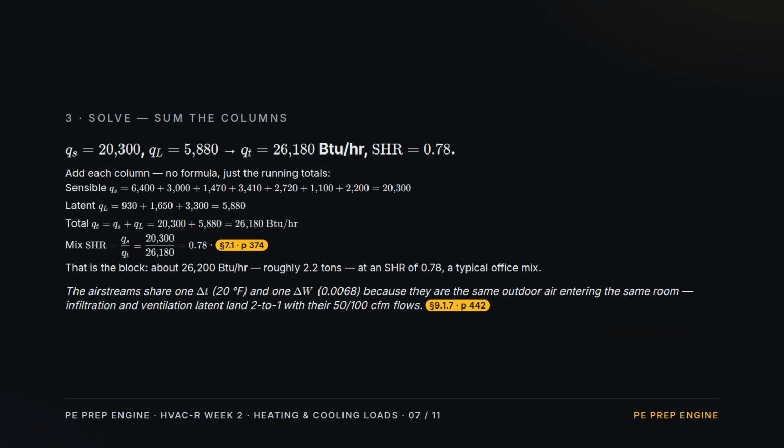Solve. Sum the columns. Add the sensible column, and it's 20,300. Add the latent column, people, infiltration, ventilation, and it's 5,880. Together, the total block is 26,180, about 2¼ tons. The sensible heat ratio is the sensible over the total, 0.78, a typical office mix. And the two airstreams share one temperature difference and one humidity ratio difference, because they're the same outdoor air entering the same room, so their latent parts land 2-to-1 with their flows.